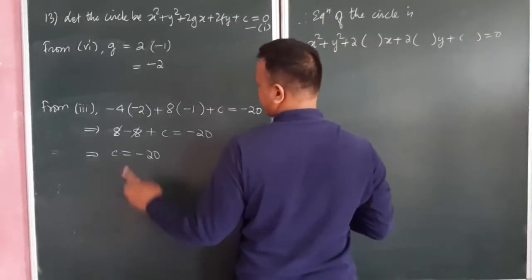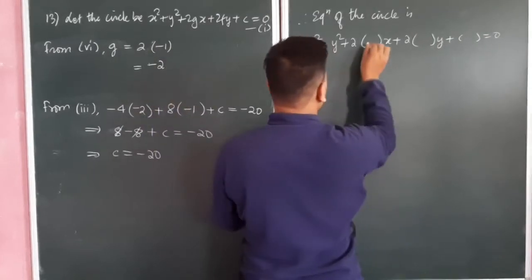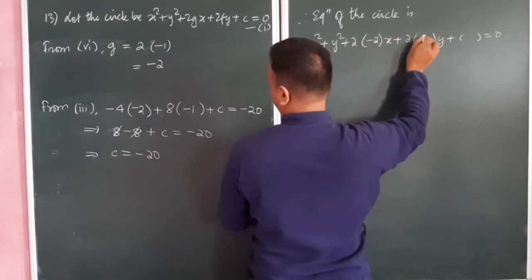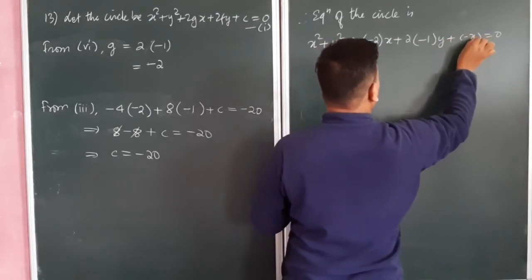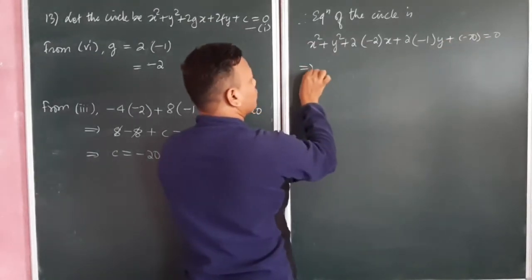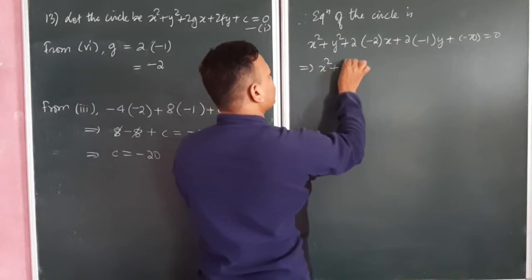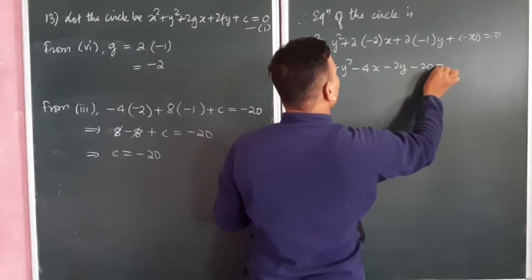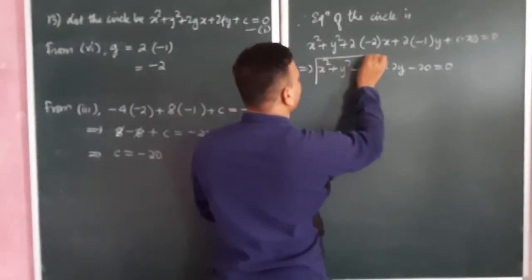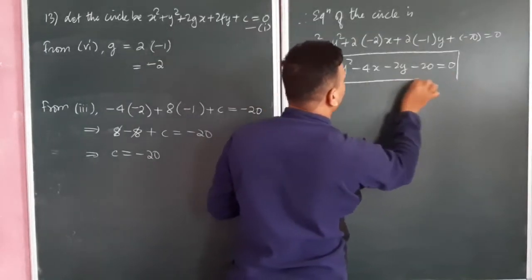Now what is g? g is equal to minus 2. What is f? f is equal to minus 1, and what is c? c is equal to minus 20, isn't it? So the equation will be x square plus y square minus 4x minus 2y minus 20 equals to 0. So this is the equation of the circle we arrived at.